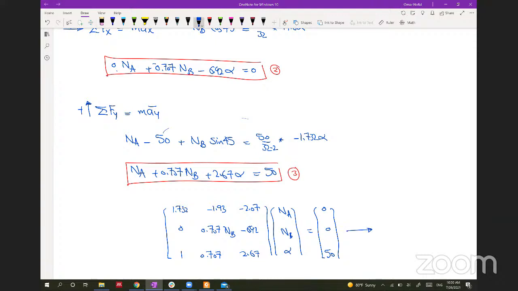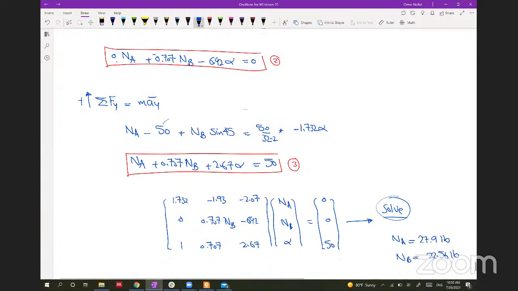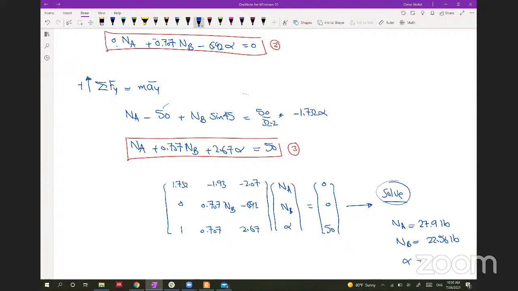You can solve using any equation solver or using your calculator, so you can get the reaction NA, which will be equal to 27.9 pounds, and NB will be equal to 22.56 pounds. And the alpha, which is required in this problem, will be equal to 2.303 radians per second.